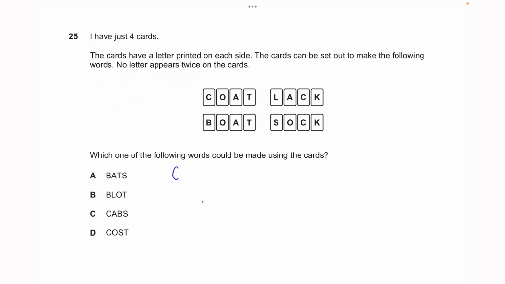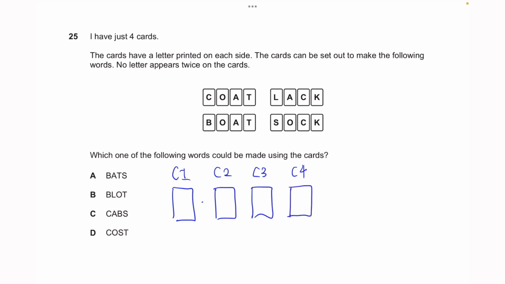And so what we're going to do here is this. I'm going to write card 1, card 2, card 3, and card 4, and drawing out these cards, and from here drawing out lines to show us that this is one side and this is the other side. Now, what we need to do is compare between each of these words to see what's common, what could each side be, and so forth.